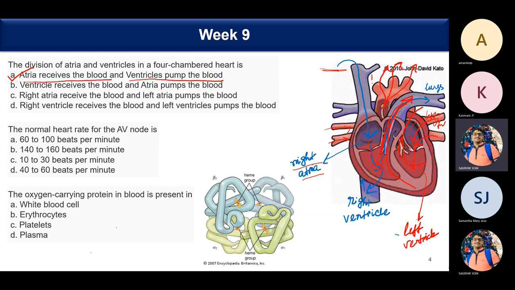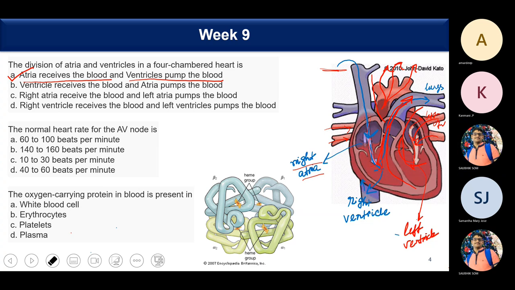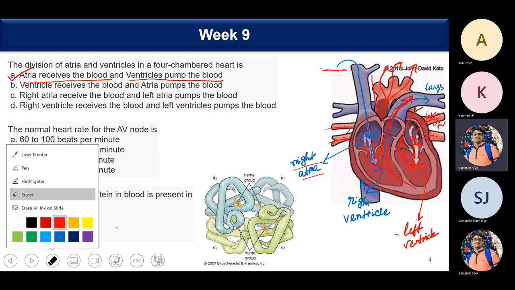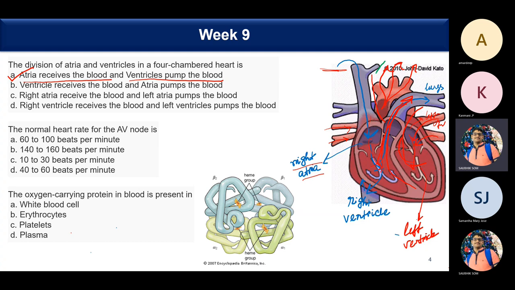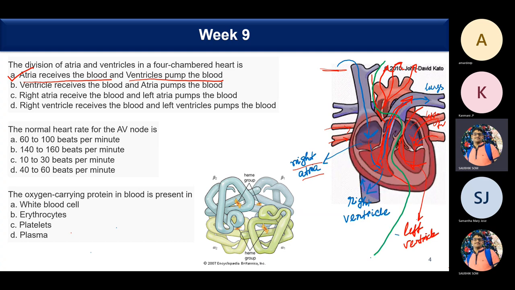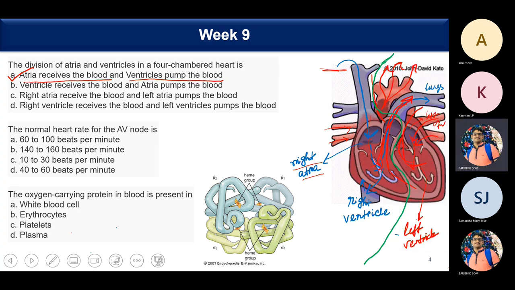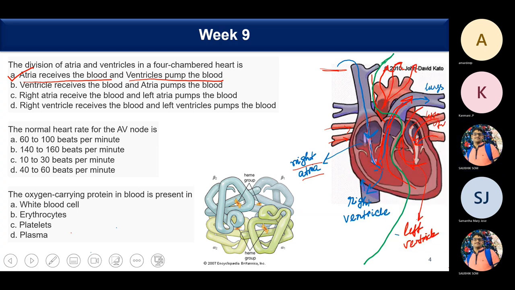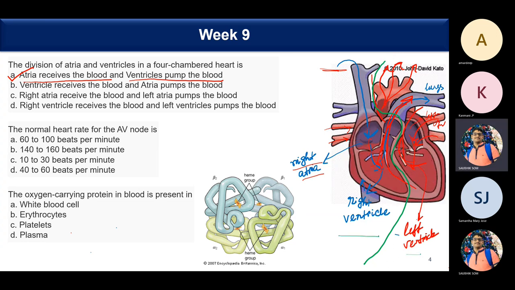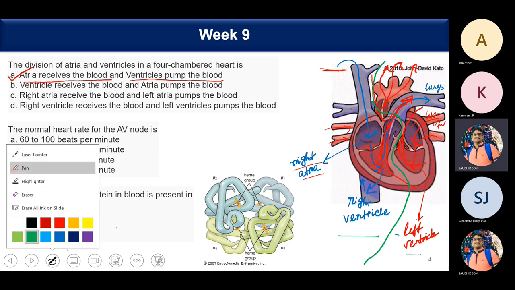So if you cut the heart, if I just use some other marker ink, and you follow the green line like this, and cut the heart in the left and the right part like this, correct? So if you can see, this is the right part of the heart, this is the left part. So right part is always receiving the deoxygenated, left part is always receiving the oxygenated. Okay.